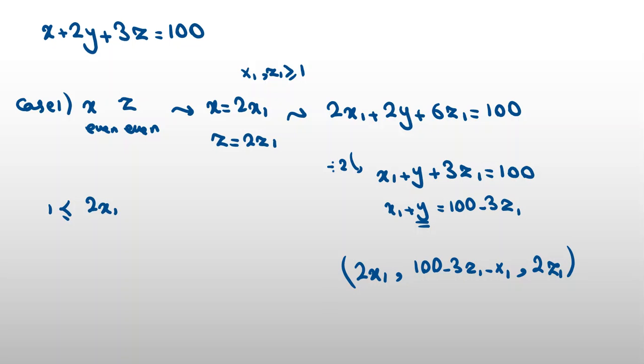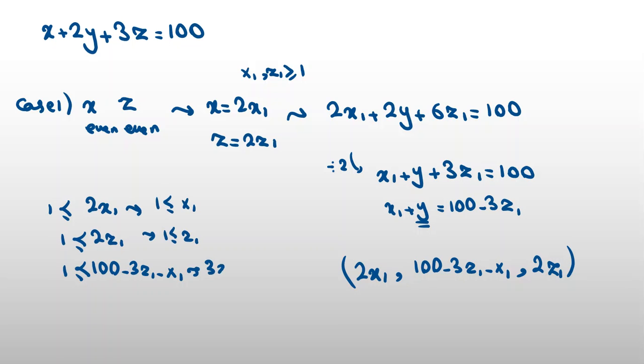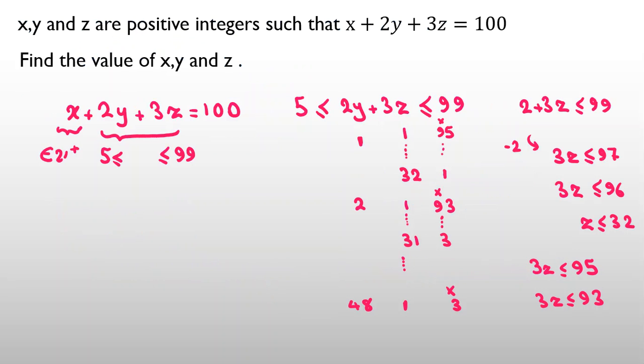2x1 is greater than or equal to 1, 2z1 is greater than or equal to 1, and 100 minus 3z1 minus x1 is greater than or equal to 1. So consider x1 is at least 1, z1 is at least 1, and 3z1 plus x1 is less than or equal to 99. And we can do similar things for the previous one, and also in case 2 you can do this. But I've written all the answers here. The general answer for this is to consider different cases.